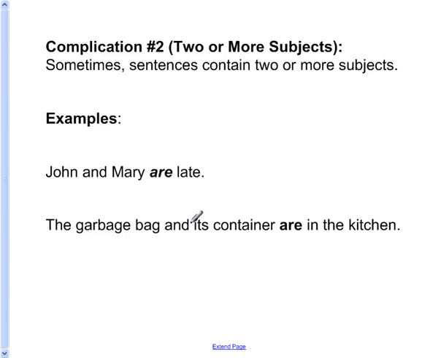Let's look at complication number 2. Sometimes there are 2 or more subjects, not just one. That complicates things. Let's look at the first example. John and Mary are late. Now, the main verb of this sentence is are. The subject is not just Mary or not just John. It's John and Mary. Therefore, the subject of this sentence is plural, even though there's only one John and one Mary. Together, it's a plural subject. So the form of the verb that agrees with the plural subject is are.